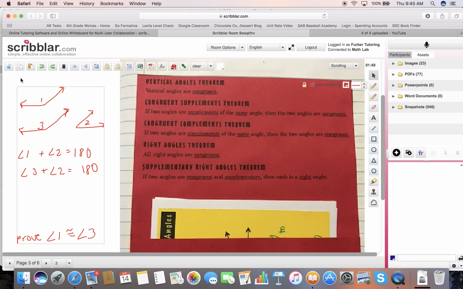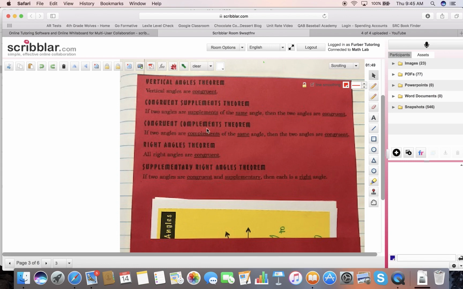Now the other ones, congruent complements theorem, that's one of the ones that we're going to do in our notes. And let's see, right angles theorem. Right angles theorem, all right angles are congruent. That's kind of a duh one. They're not going to prove all of them, but some of them are listed in the exercises in the book. But I'm not doing every single one of them.